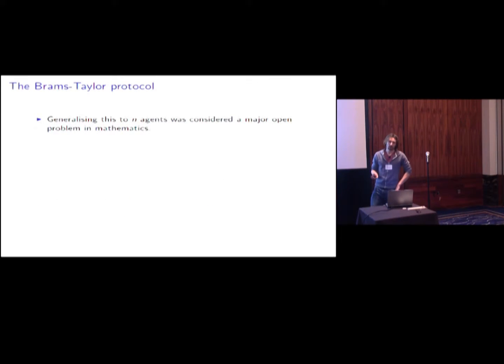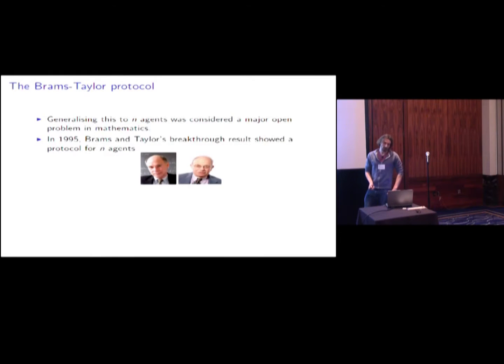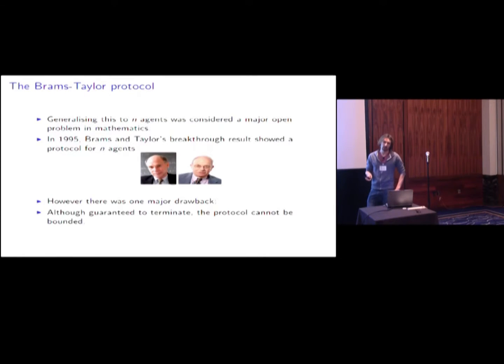After this, the next obvious question was generalizing this to any number of agents. And that remained a major open problem in fair division and more broadly in mathematics for the next few decades. Then in 1995, Brams and Taylor published a breakthrough result showing that there existed a protocol for any number of agents. However, their protocol had a major drawback. Although it was guaranteed to terminate, the protocol couldn't be bounded.